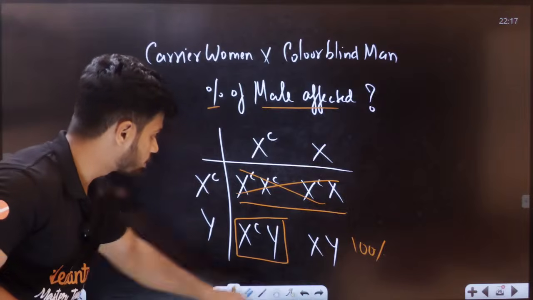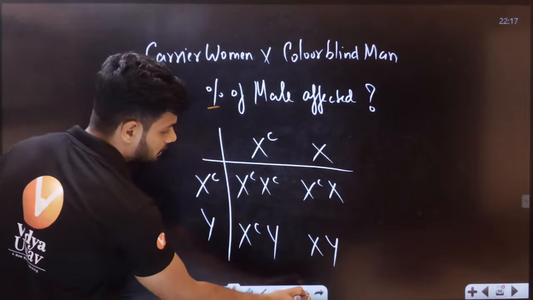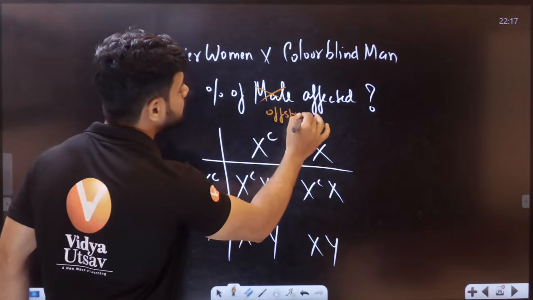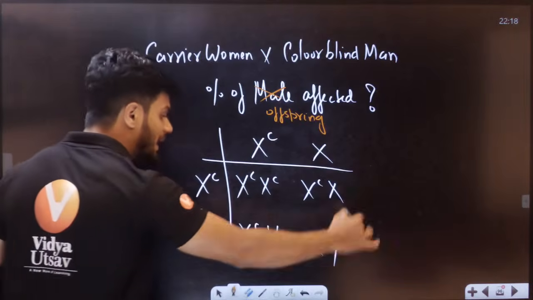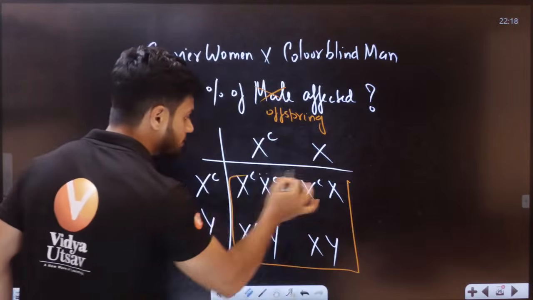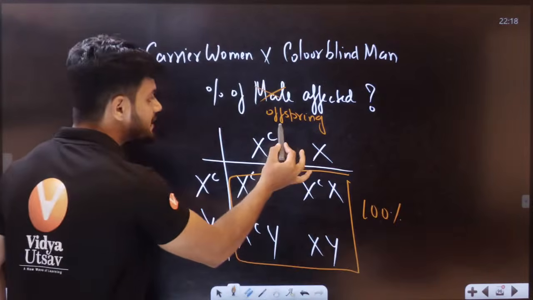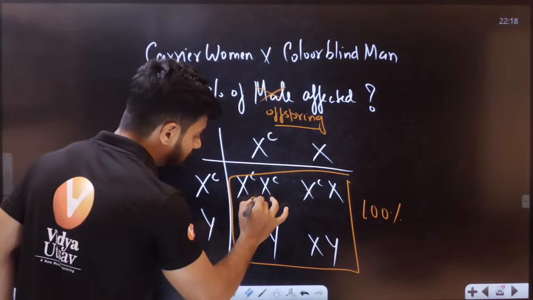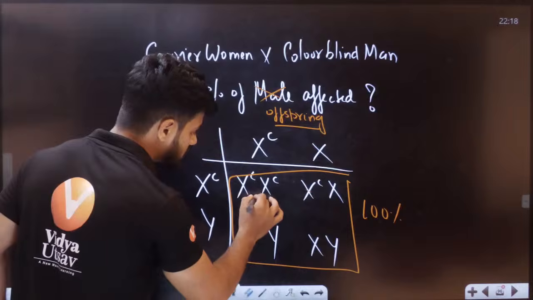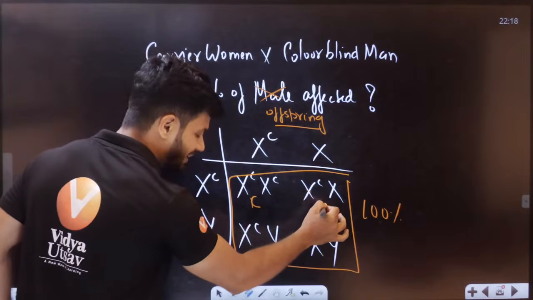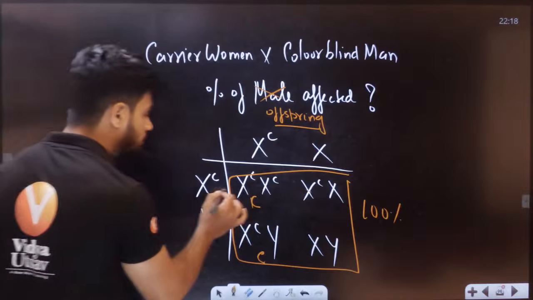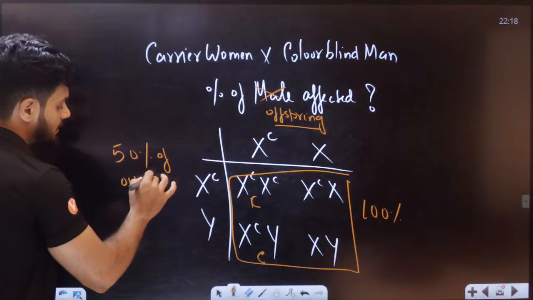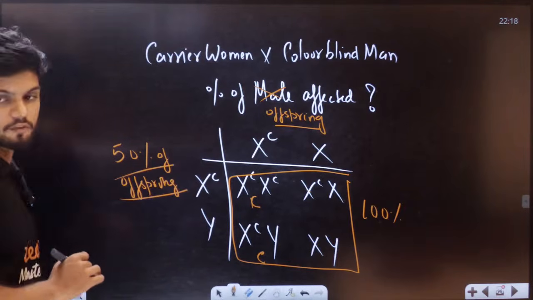Now, students, I'll change the question to percentage of offspring affected. In that case, the entire thing becomes 100%. If I say offspring, all four should be considered. This is the colorblind person, carrier, normal. So in this case also, 50% of offsprings are affected, students.